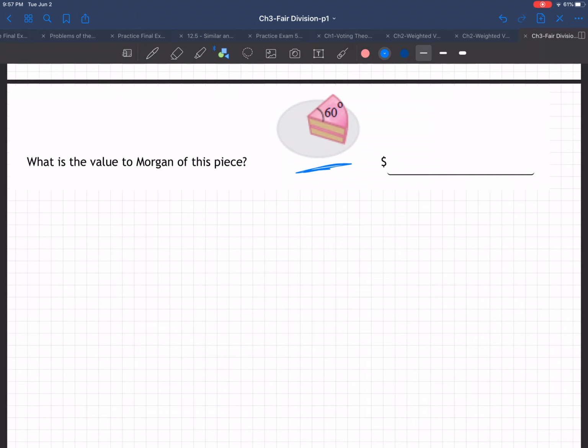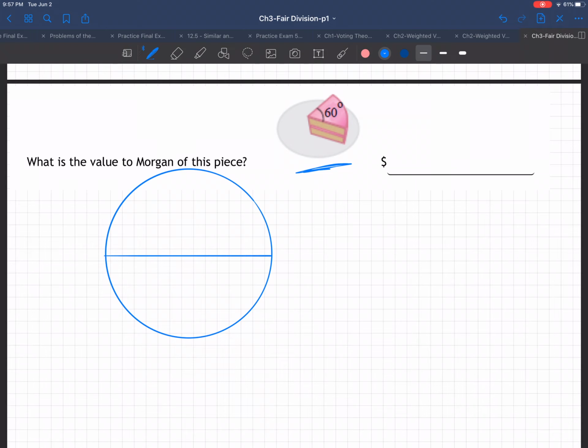So let me try again here. No, that's not such a good circle. I was hoping for better. Okay, much better.